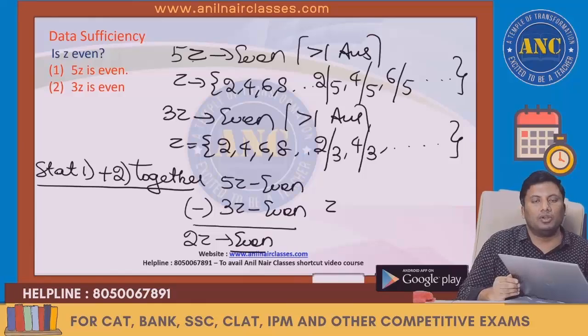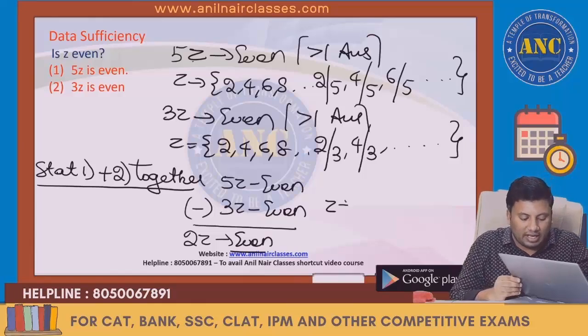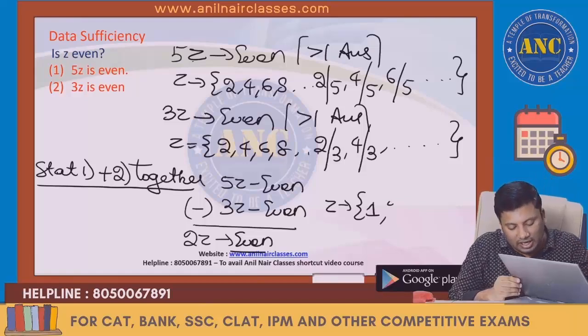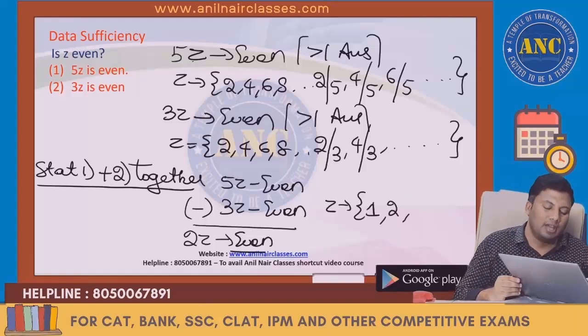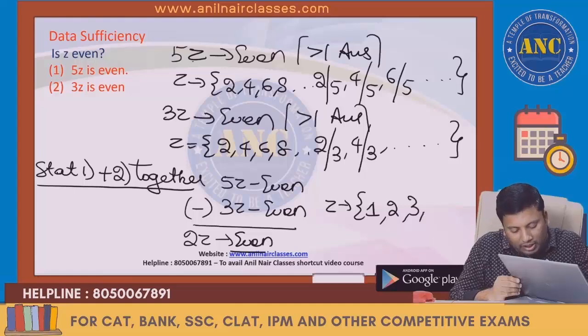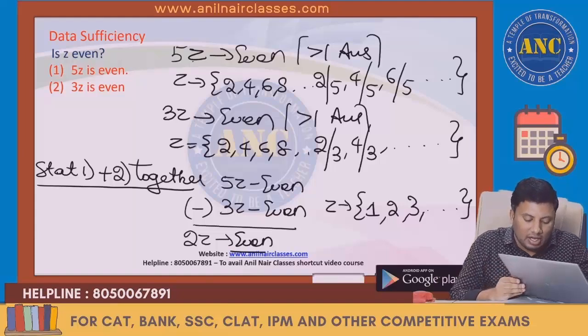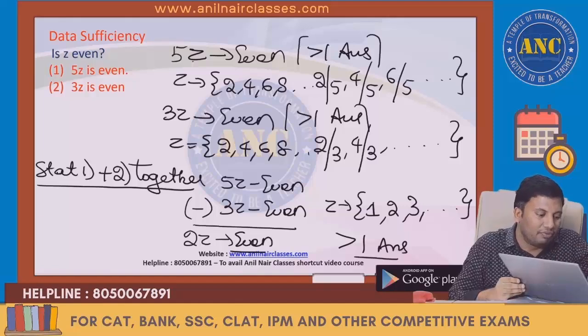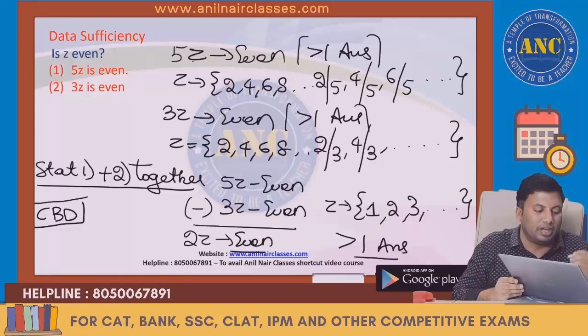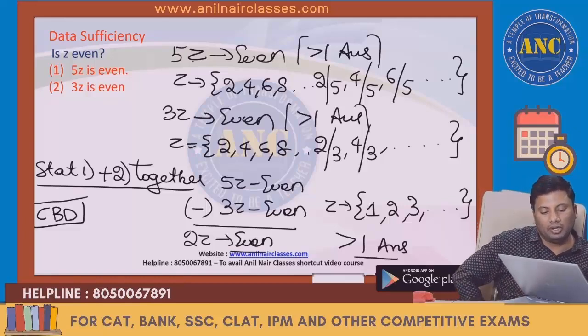Which all values are possible? Z can be 1, that is possible. Am I right? 2 into 1, 2. Z can be 2, that is possible. 2 into 2, 4. 2 into 3, 6. 1, 2, 3 and so on. How many values are you getting? Students will think that they are getting more than one answer. They might tick the answer: cannot be determined uniquely.